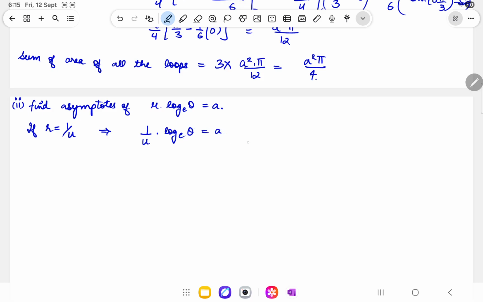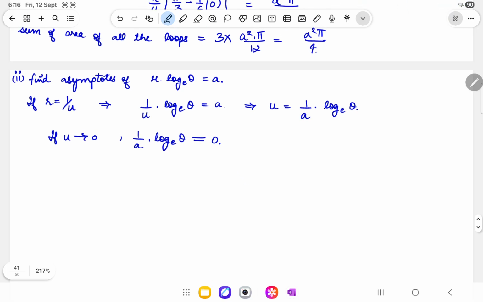Now I can explicitly solve it for u. So I'll be getting u is equals to 1 by a into log e theta. Now I need to check the value of theta for which u approaches 0. So if u approaches 0, I'll be getting 1 by a into log e theta is equals to 0. So from here I can say that my log e theta must approach 0.